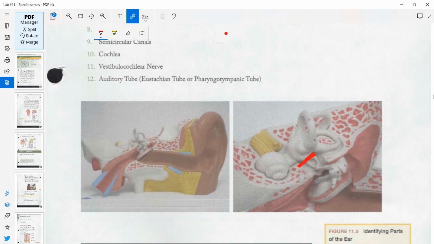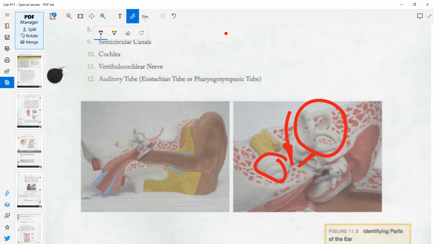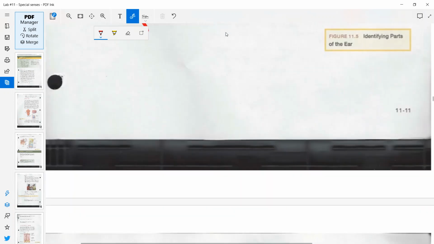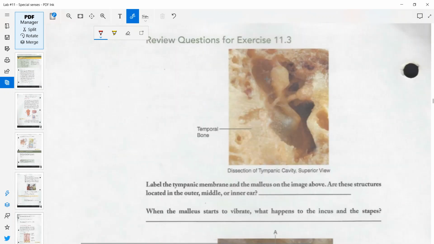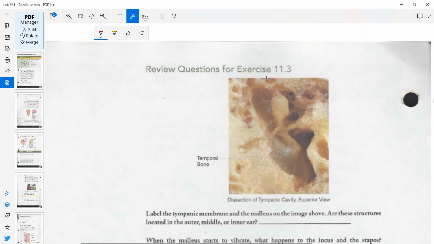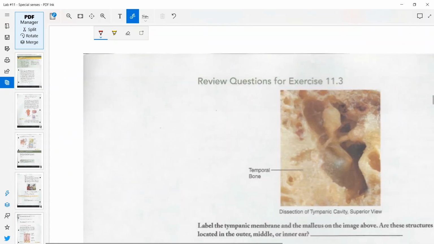Vestibule, semicircular canals, and cochlea. So this is cochlea. In between them is vestibule, and these are semicircular canals. This is the vestibulocochlear nerve, and this is an auditory tube. So when we answer questions here, the structures, if that's the temporal bone, you can see the tympanic membrane, sorry about that.